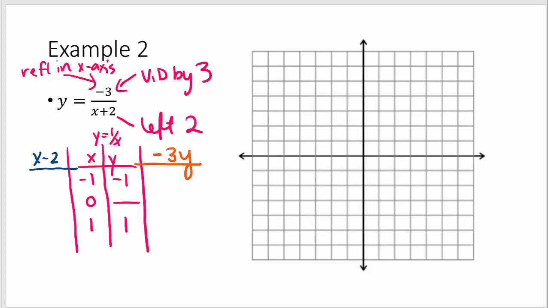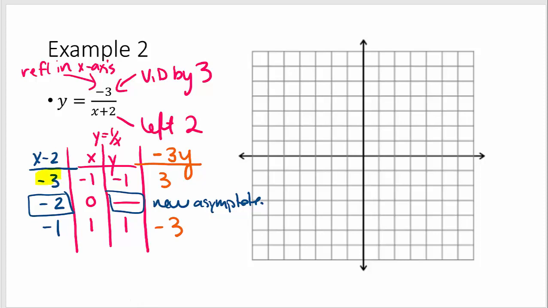So let's look at our x's first. We have -1 minus 2. That'll give us -3. And then we have -2. And 1 minus 2 is -1. Our y values, so just to be clear, this is going to be our new asymptote. With our y values, we're going to take -1, we're going to multiply it by -3, so we get +3. We're going to take 1, and we're going to multiply that by -3.